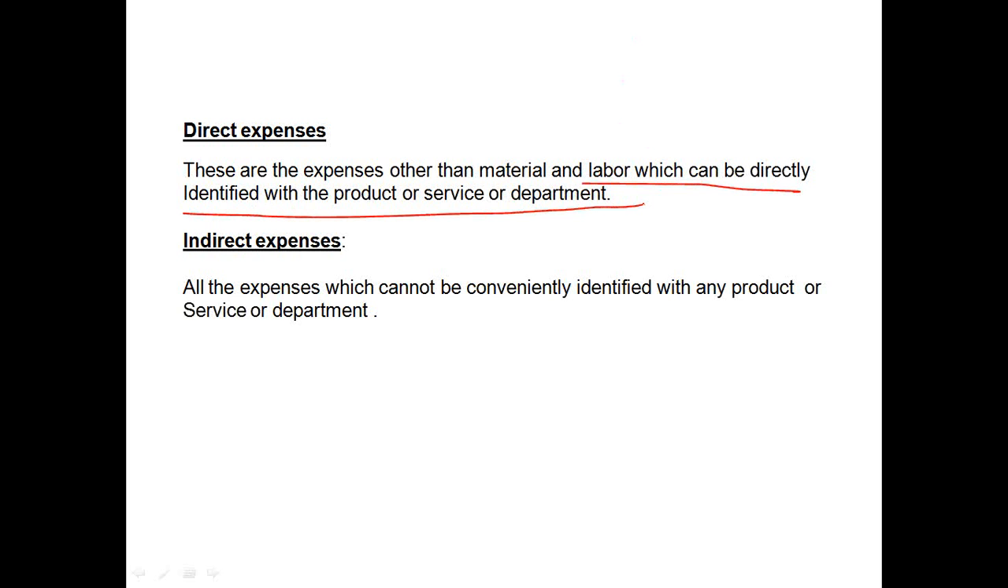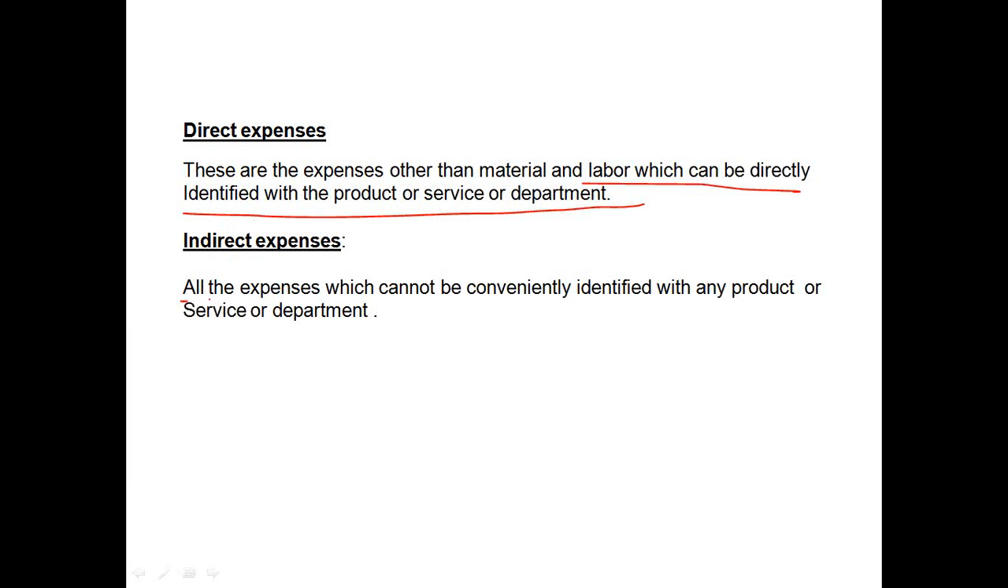This is called royalty, right? This is not the labor cost. This is not the material cost. But it is directly identified with the table. Per table, how much? $15. This is direct expenses. Indirect expenses.